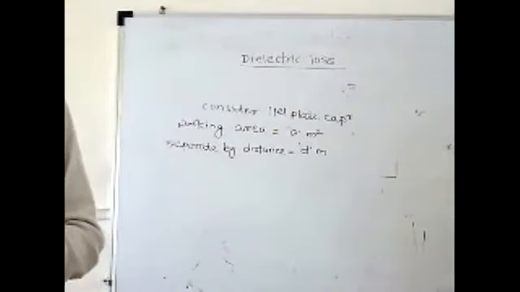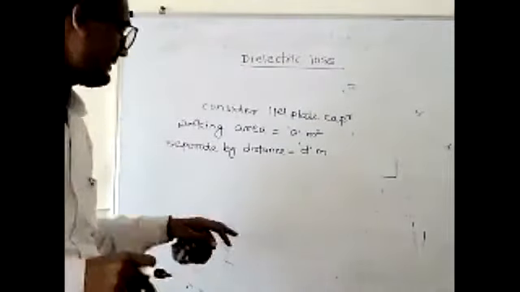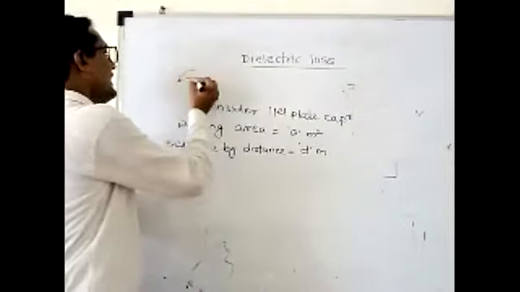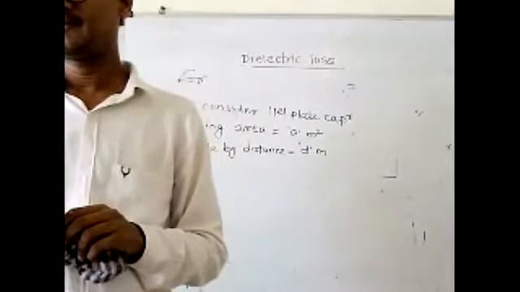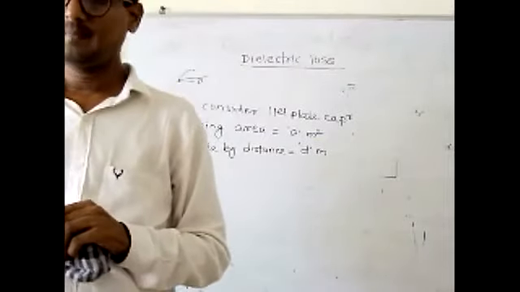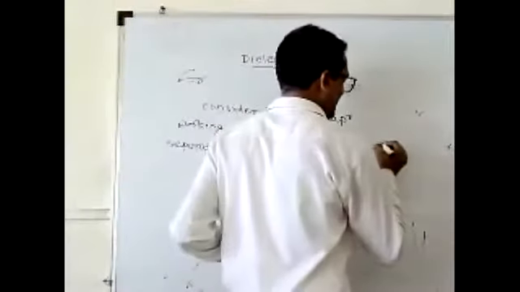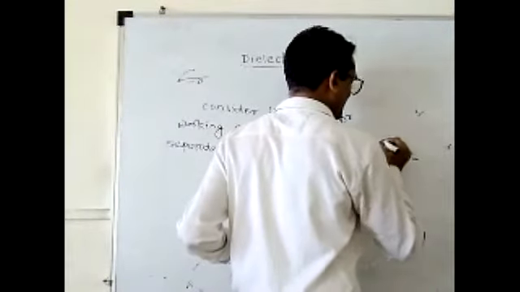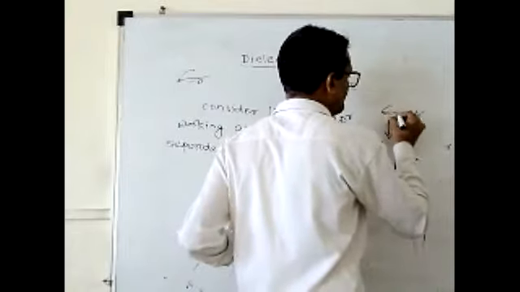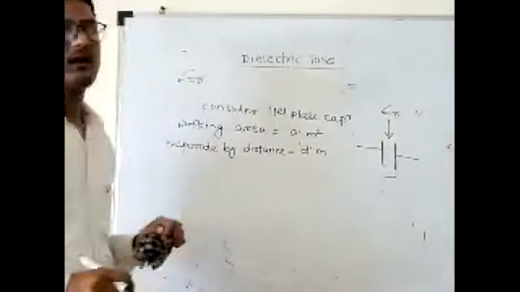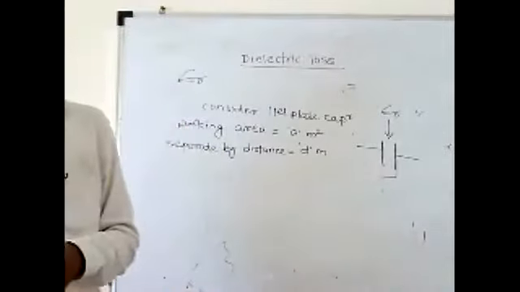After that, let the dielectric having permittivity epsilon r be filled between the plates. That means the dielectric material is filled in the parallel plate, and the permittivity of this filled material is epsilon r.